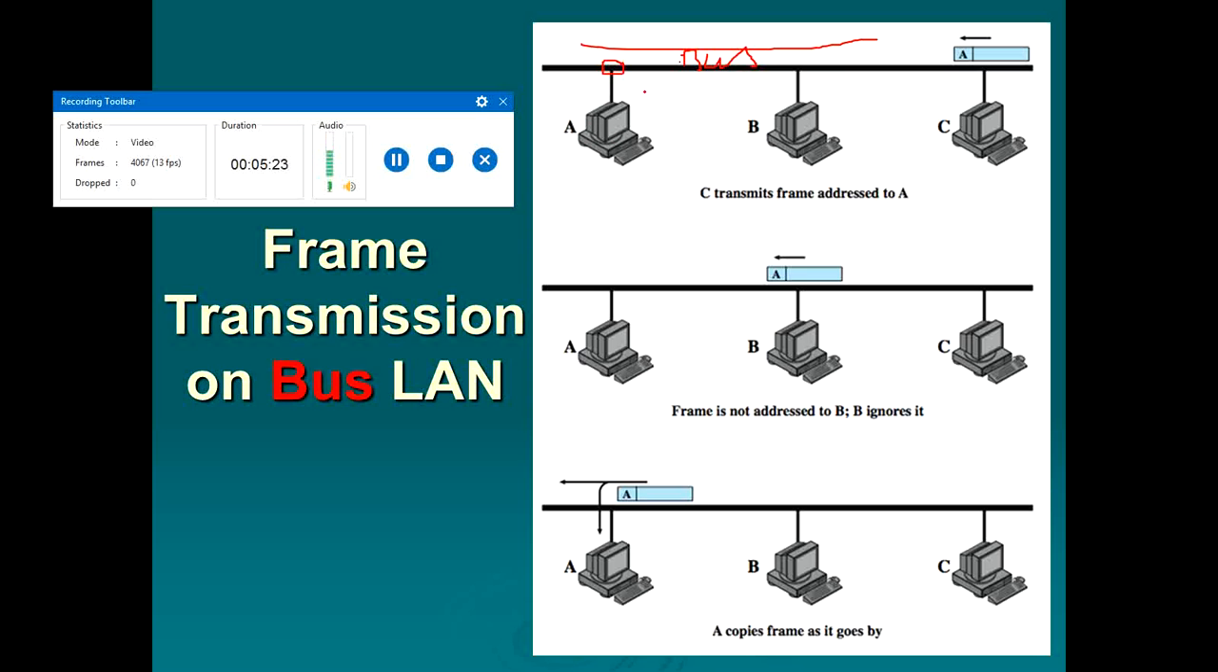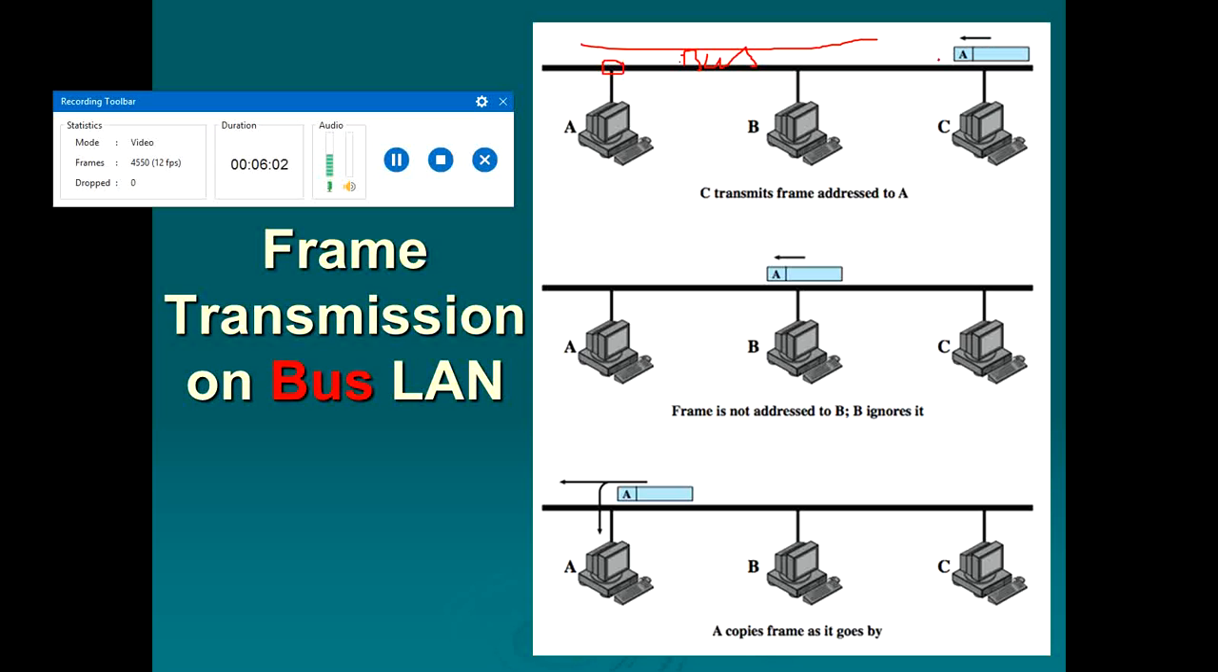Full duplex operation between the station and the tap allows data to be transmitted on the bus, and the transmission from any station propagates the length of the medium. Now, how will the data be transmitted on the bus? Suppose system C wants to send data, a frame, to system A. It will make a frame, and the header of the frame will include the address of system A. Then it will send.